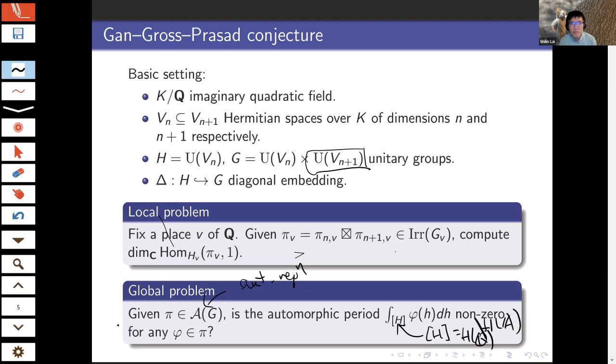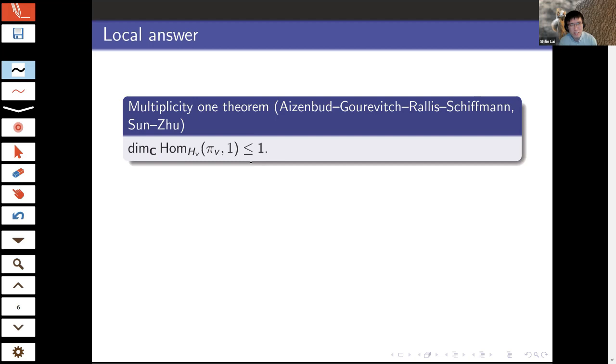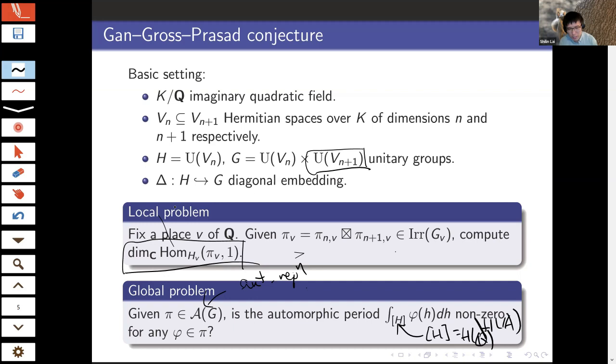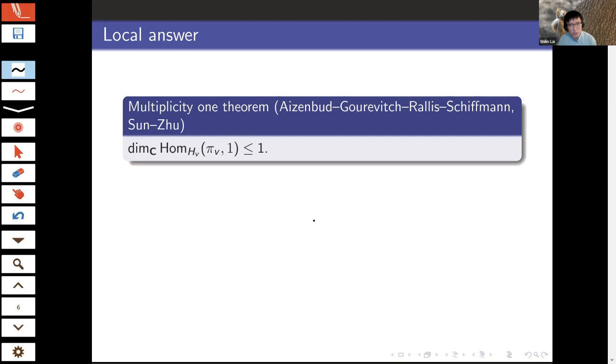So let's start with the basic answer, which was known before: this local multiplicity space always has at most dimension one. So the restriction of a representation of a unitary group decomposes multiplicity free, the discrete part, at least.